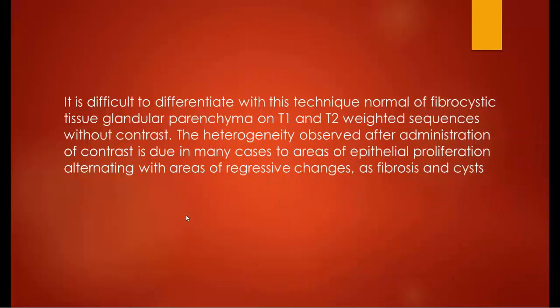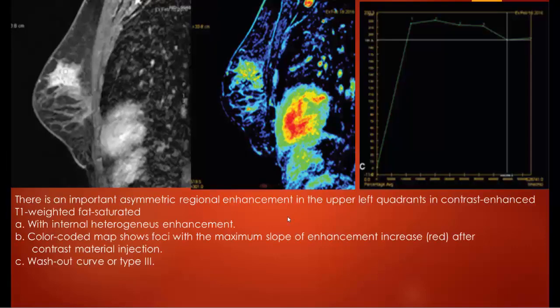It is difficult to differentiate normal or fibrocystic tissue from glandular parenchyma in T1 and T2 weighted sequences without contrast. Heterogeneity is observed after administration of contrast, in many cases due to areas of proliferation alternating with areas of regressive change such as fibrosis and cyst.